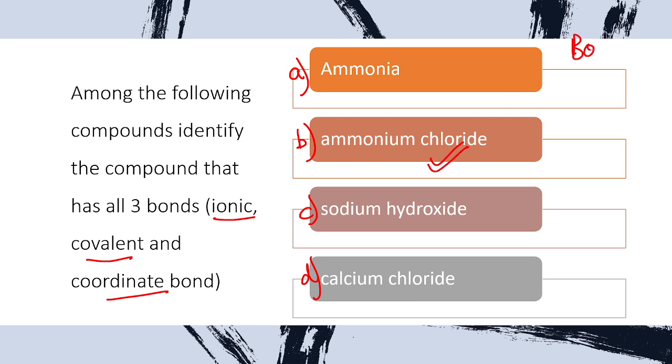Now this question was asked in board exams. The ammonium chloride diagram is also there in your concise textbook. So you can see there's a covalent bond, there's an ionic bond, and there's even a coordinate bond between the ammonium ion and chloride. Okay, let's go ahead.